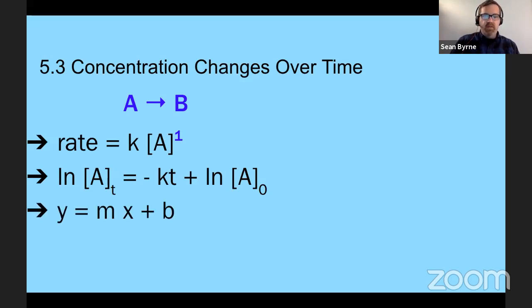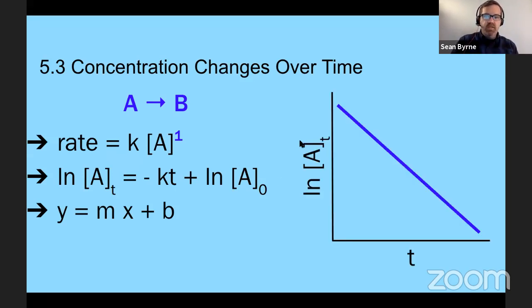One of the many reasons why we would do this is because this looks very much like y equals mx plus b. I'm writing it in this line form because we will look at some graphs. If we were to put the natural log of A at a specific time on the y-axis, and time on the x-axis, we should get a straight line. And even more so, for a first order reaction, the slope m here is equal to negative k. So this is super useful for being able to solve problems.